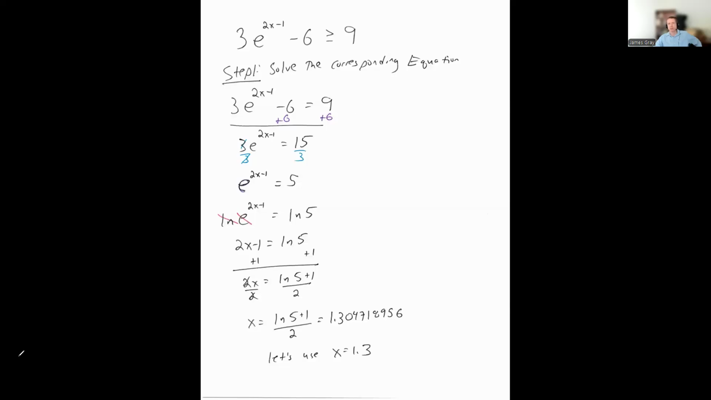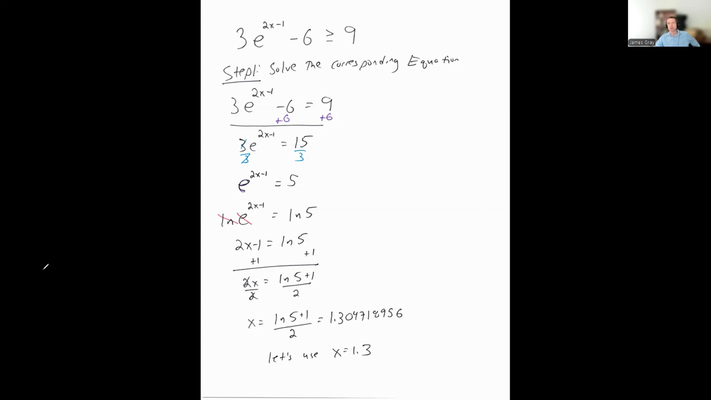Hello everyone. We're continuing to work on solving inequalities. For this video, we're going to solve one exponential inequality, and the other one, we're going to solve a log inequality. In particular, for that log inequality, we need to worry about domain issues.